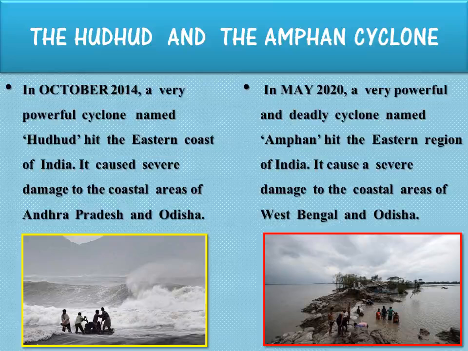Recently, in May 2020, a very powerful and deadly cyclone named Amphan hit the eastern region of India. It happened just last month, May. It caused severe damage to the coastal areas of West Bengal and Odisha. So these are some of the cyclones which occurred in our country, children.